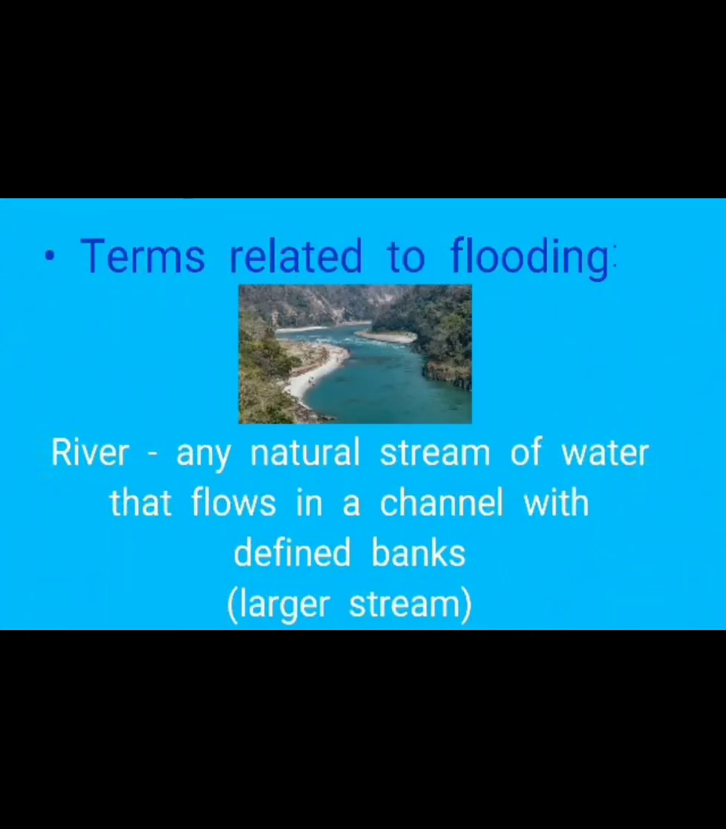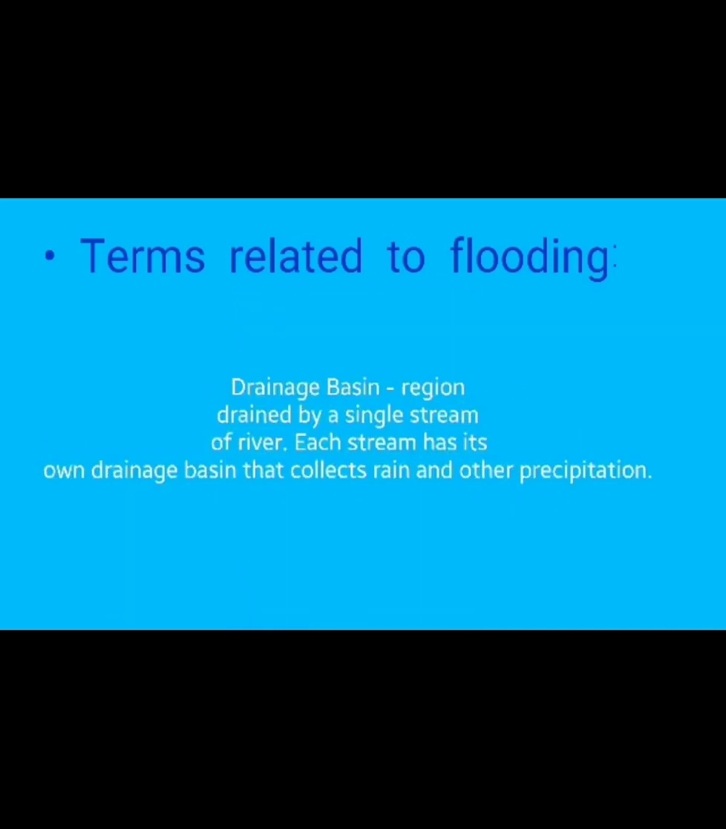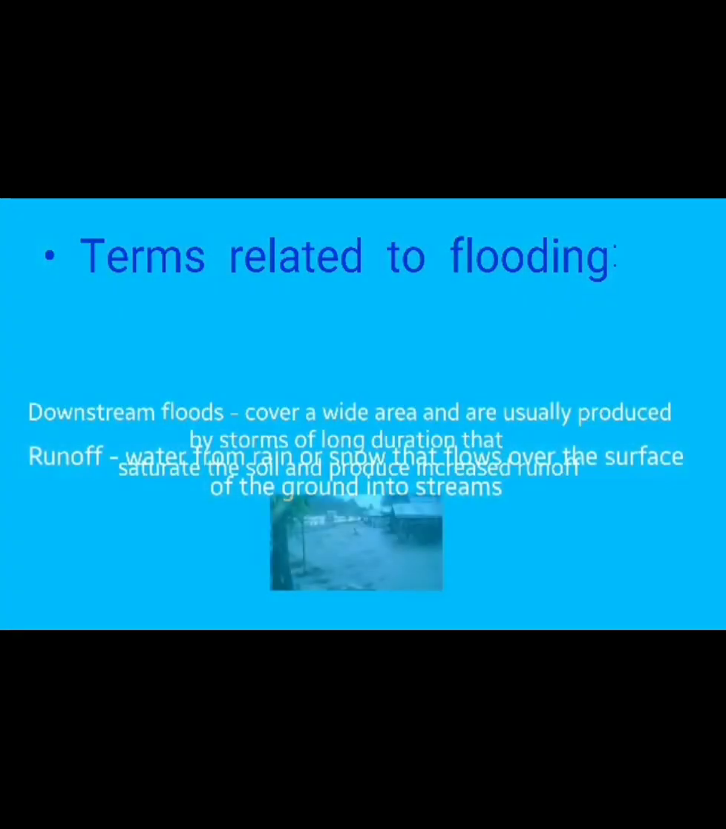Terms related to flooding. River: any natural stream of water that flows in a channel with defined banks; a larger stream. Stream: any body of water that flows in a channel. Drainage basin: the region drained by a single stream or river. Each stream has its own drainage basin that collects rain and other precipitation. Runoff: water from rain or snow that flows over the surface of the ground into streams.